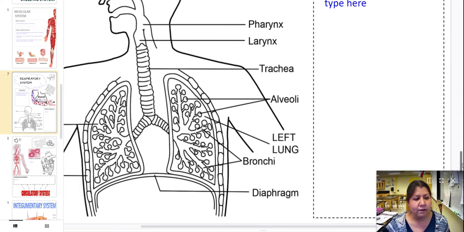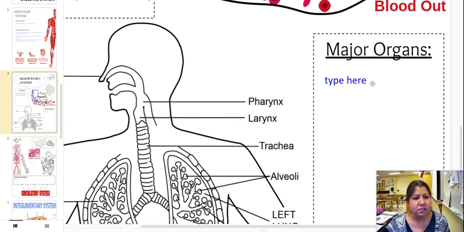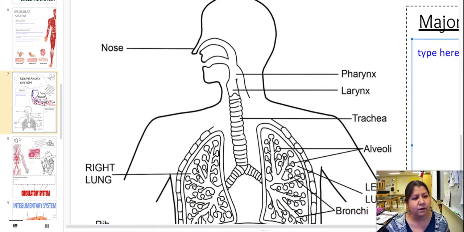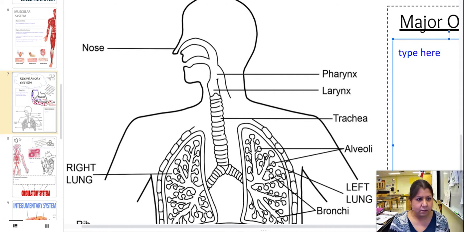So I'm going to go ahead over here. I'm going to type about the lungs in particular and the diaphragm. And I don't know why my mouse does not want to work. Okay, there we go. Hopefully as I type, this will move over.